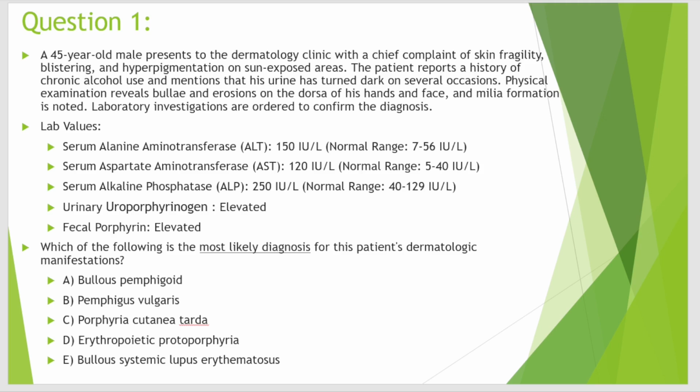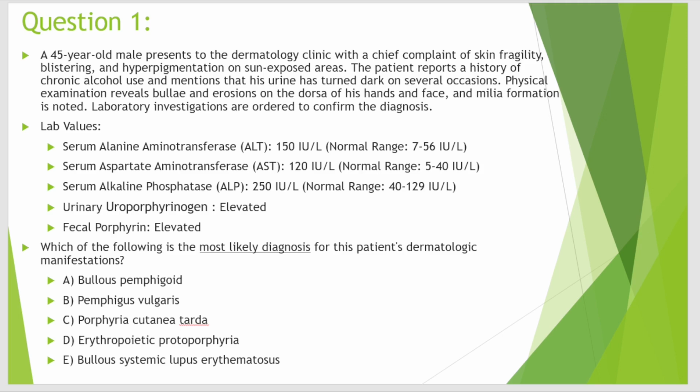So we got a 45-year-old male presenting to the dermatology clinic with the chief complaint of skin fragility, blistering, and hyperpigmentation on sun-exposed areas. The patient reports a history of chronic alcohol abuse and mentions that his urine has turned dark on several occasions. Physical examination reveals bullae and erosions on the dorsum of his hands and face, and milia formation is noted. Laboratory investigations are ordered, and they're right here below you. A little bit of liver inflammation, elevated ALP, and urinary uroporphyrinogen and fecal porphyrin are elevated. So what's the diagnosis here?